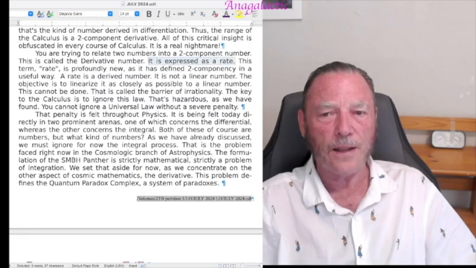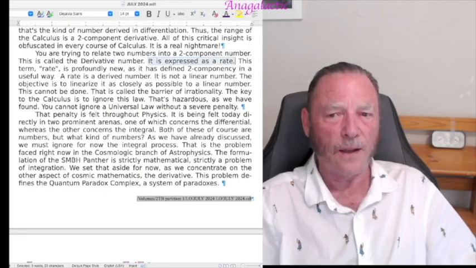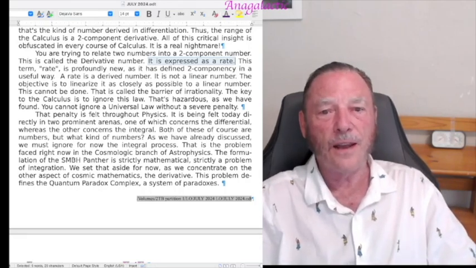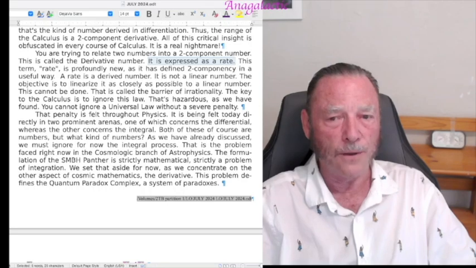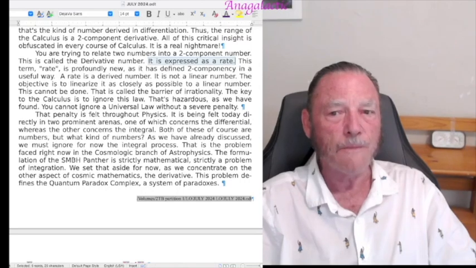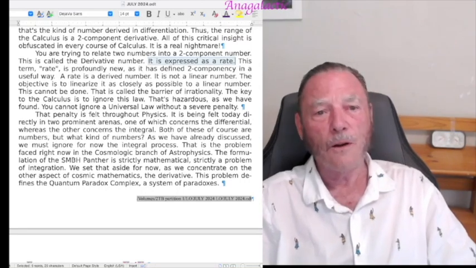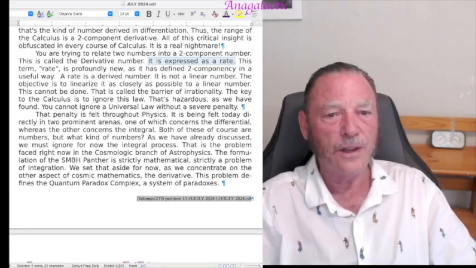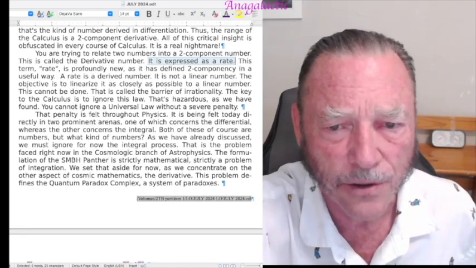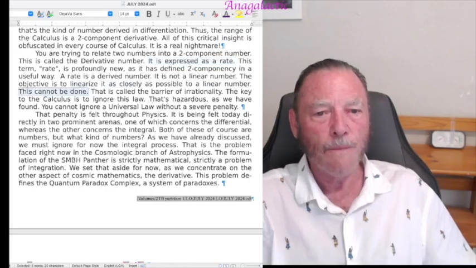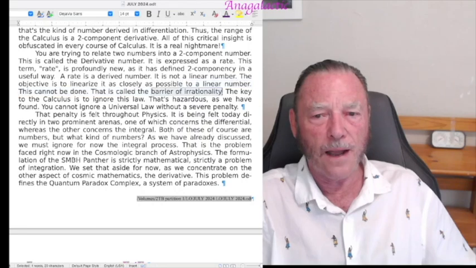It's expressed as a rate. That's very important. Just file that for now. This term rate is profoundly new as it has defined two-componency. That is, rate defines two-componency. Two-componency is the data type of rate. In a useful way, a rate is a derived number. It's not a linear number. The objective is to linearize it as closely as possible to a linear number. This cannot be done. That is called the barrier of irrationality.